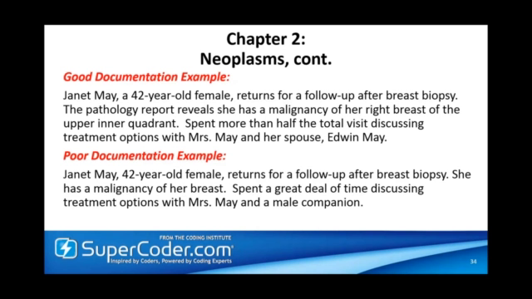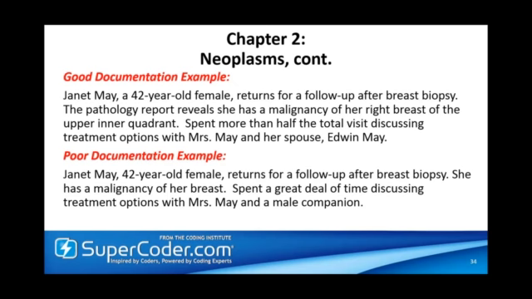Let's compare that to the bottom part of the slide on poor documentation. Here, the documentation provides the body site, but does not list the size. It only states malignancy of her breast. Laterality isn't documented, and neither is the exact location. In the poor documentation example, you would need to query the provider to obtain more specific information.